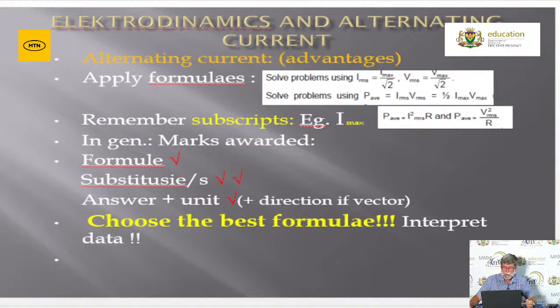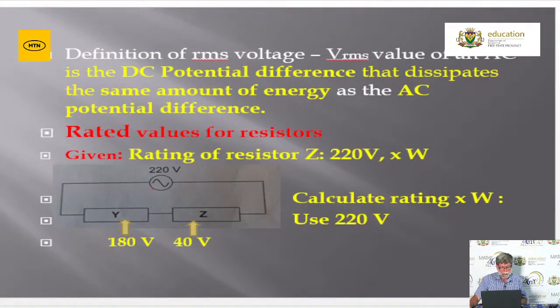Make sure that you know the definition of RMS voltage. It is a difficult definition. Don't get confused, so spend time with it. The AC RMS value is a DC potential difference that dissipates the same amount of energy as the AC. Now, rated values.